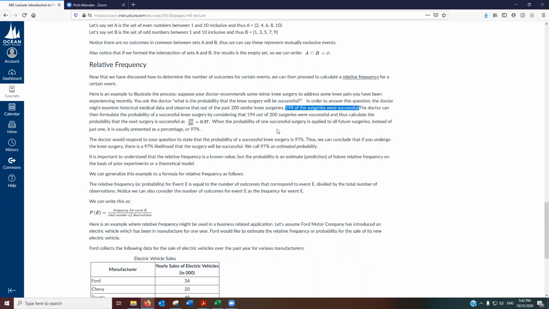Well, that's going to be the relative frequency. I'll take the number that were successful, 194, divided by the total observations, 200. I get 0.97. The conclusion is there's a 97% likelihood or probability that a knee surgery will be successful.